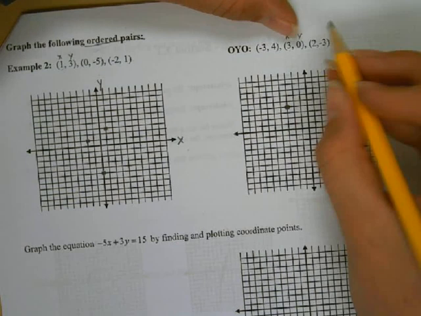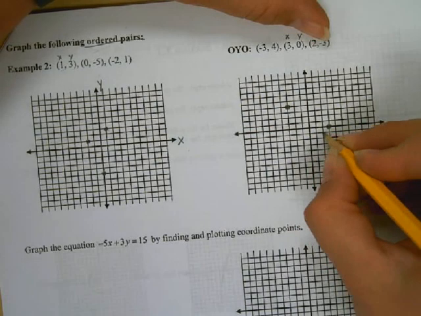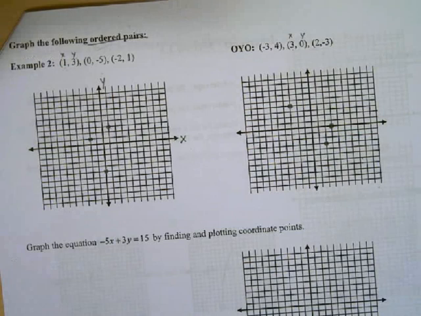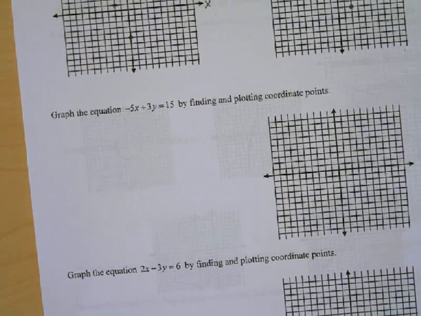And then we've got x is positive 2, y is negative 3. So 1, 2 to the right, and then 1, 2, 3 down. And there it is again, no lines. If you connect them, you're going to lose points because that said graph those points. That's what I did. So now we're going to put those 2 skills together.